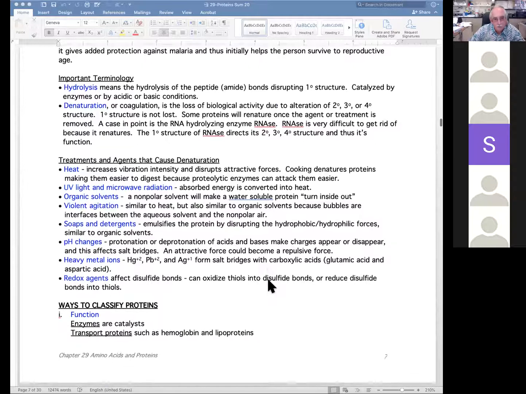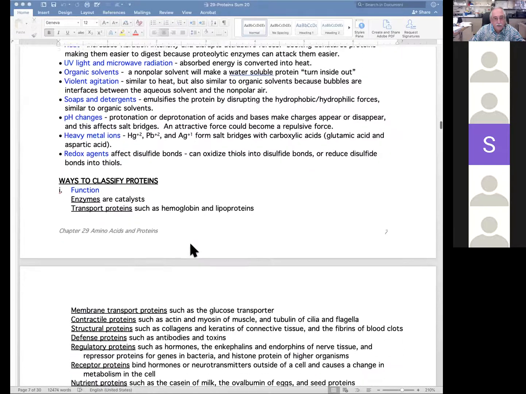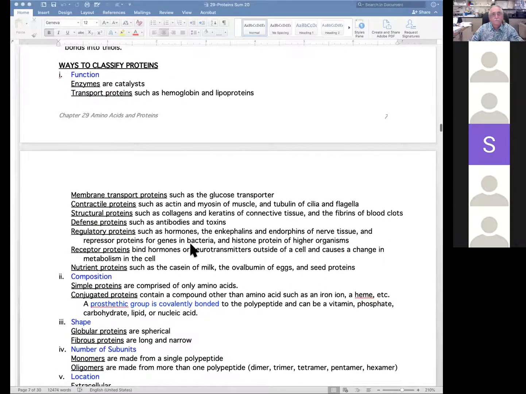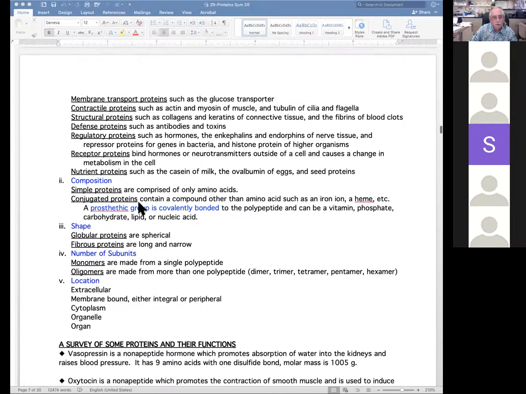And then you should know the difference between hydrolysis and denaturation. If I denature a protein, that means it lost function. If I denature an enzyme, well, it's not catalyzing the reaction anymore. But that could be loss of secondary, tertiary, or quaternary structure. Primary structure is not lost. So here are some things that denature proteins. And in terms of classification, then we can do it by function. We could do it by composition.